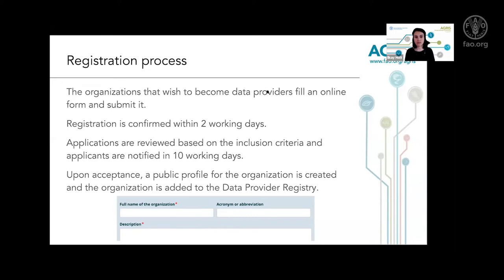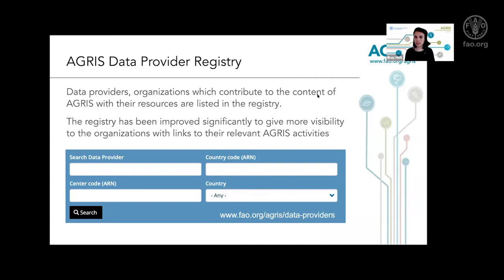Upon the acceptance of these applications, we create a public profile for these organizations, the public face, and you can see them in the data provider registry. When I say data provider registry, what it means is that if you go to the AGRIS portal, under the AGRIS network, you can see this registry. This is basically a list, a directory of the data provider organizations which contribute content to AGRIS with their resources. As I mentioned before, this registry has been improved significantly in the past months.